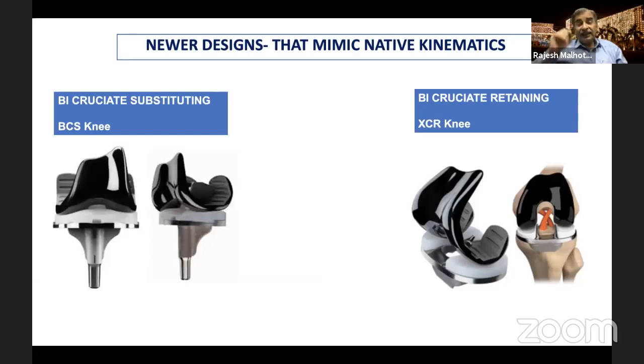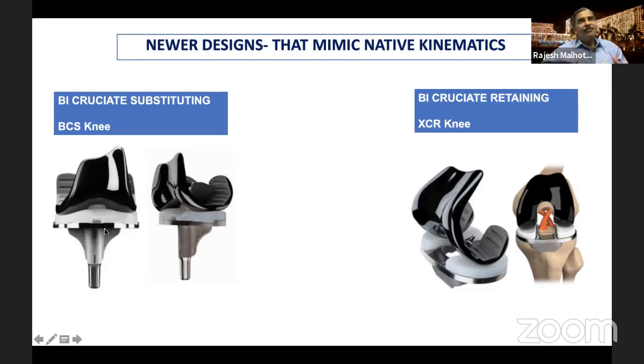Then coming to the other knees which mimic native kinematics, bicruciate substituting and bicruciate retaining. Now, I have some experience with bicruciate substituting. The cost was an issue, but there are papers which show that it can actually restore kinematics. And it is a very interesting concept.